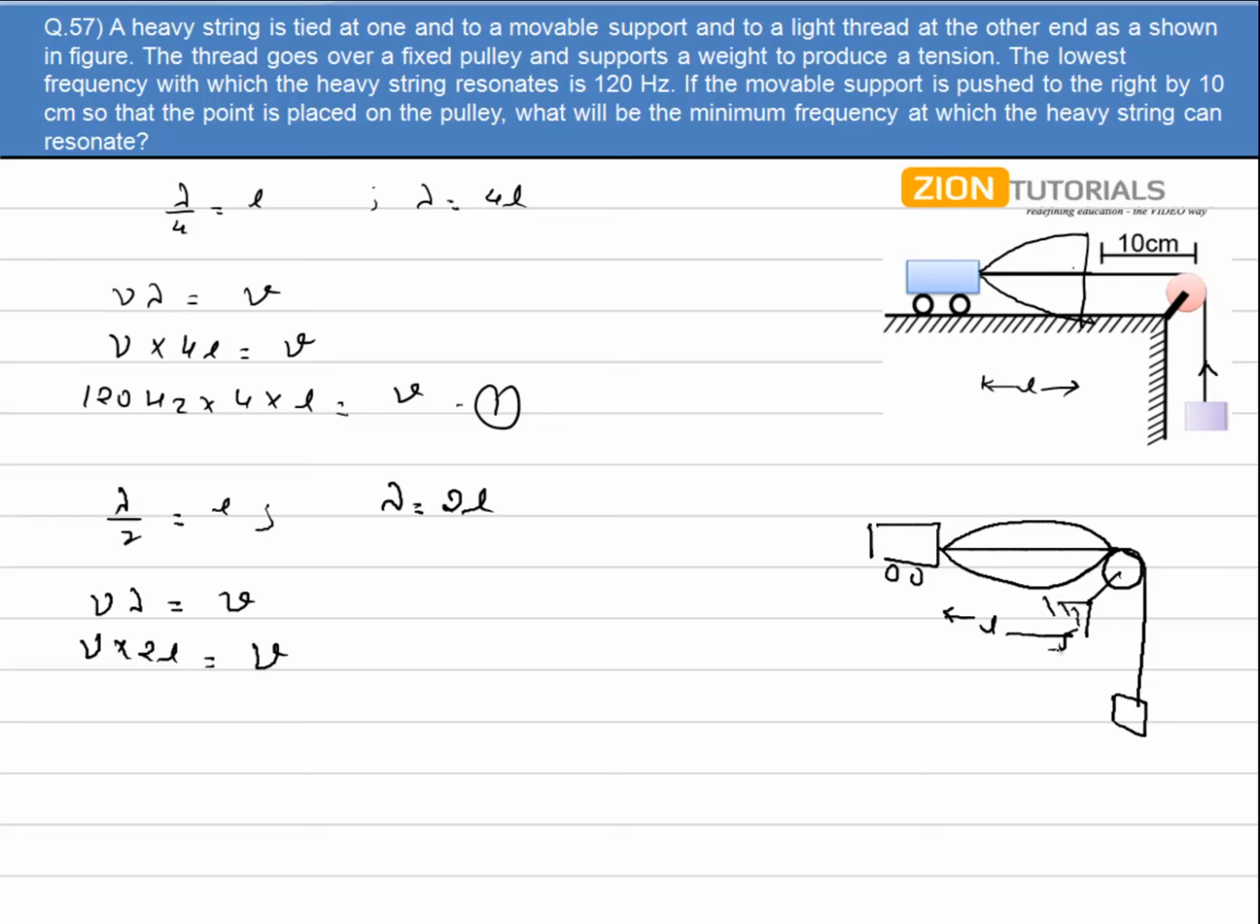Now one thing is that the tension will remain the same, because tension depends on this mass. This mass is the same in both cases, and the mass per unit length, mu, of the heavy string will also be the same. So the wave velocity in each case, V1, will be equal to V2, and of course the length will also be the same. If I equate equations 1 and 2, 120 Hz into 4 into L is equal to nu into 2L. This L and this L get cancelled, this is 2, so nu comes out to be 240 Hz. That is the answer.